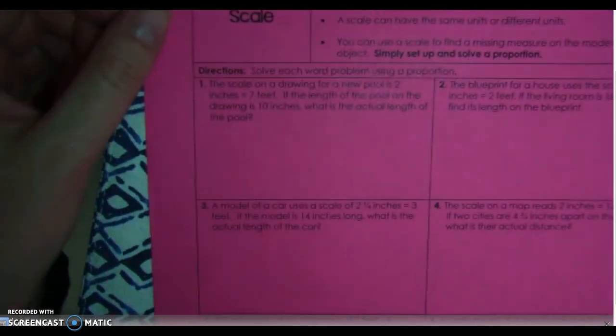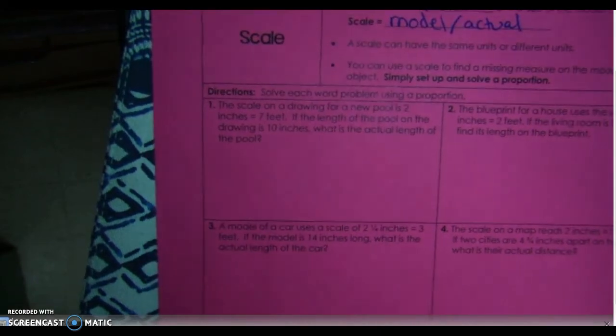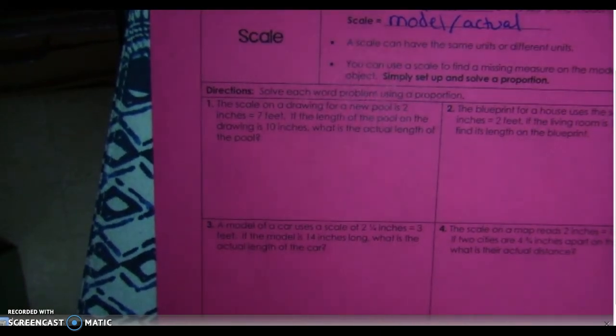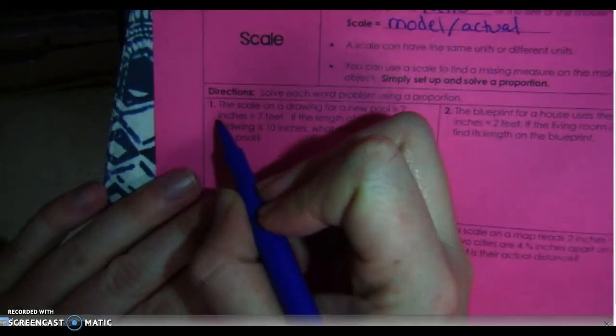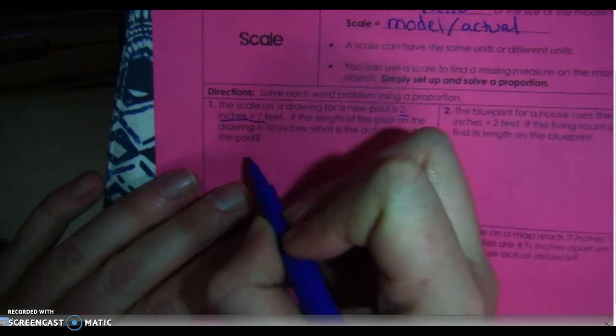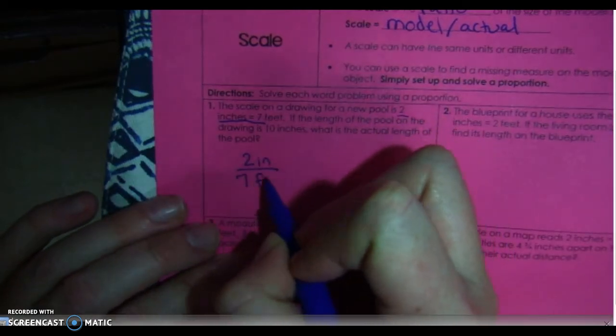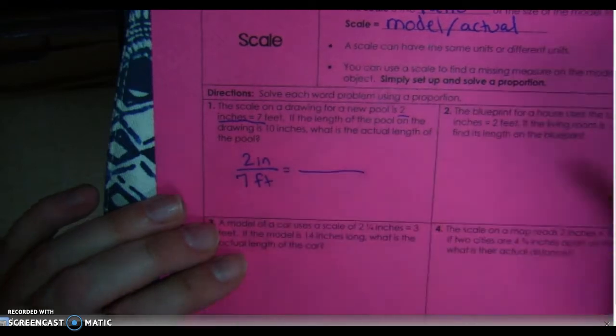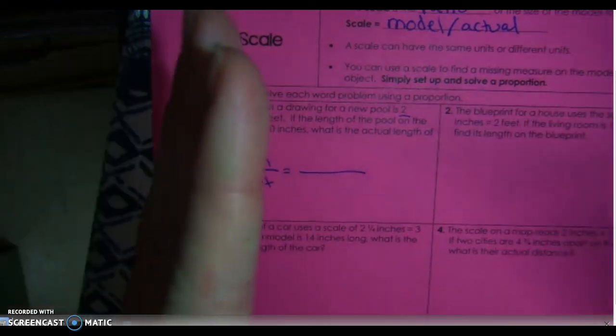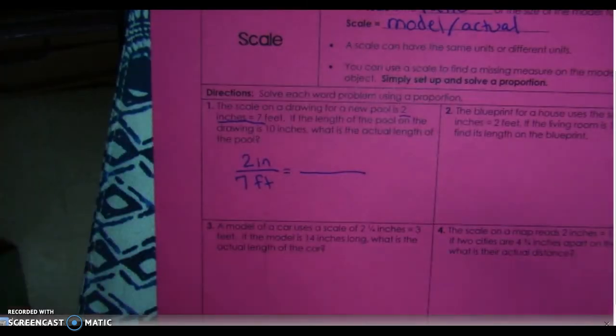So let's try a couple word problems. Here we have the scale of a drawing for a new pool is 2 inches to 7 feet. So it always gives us our scale like that. I'm just going to set it up. So 2 inches is the scale and 7 feet is the real thing. Sometimes scale can make big things into small things and also small things into big things. When you guys start talking about cells in science, cells are so tiny you can't even see them. You have to have a microscope. So they take the small thing and blow it up so that you can actually see.